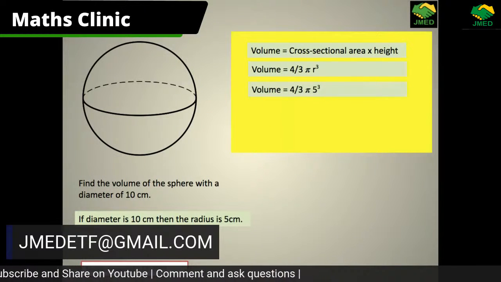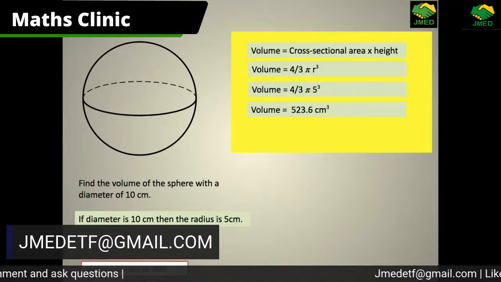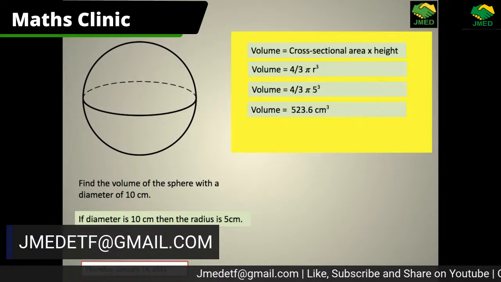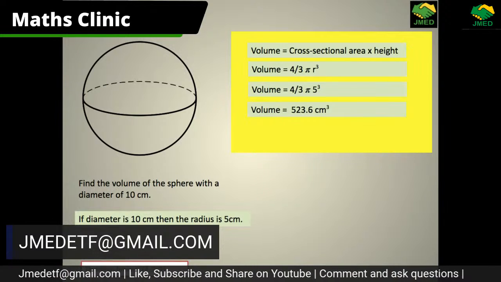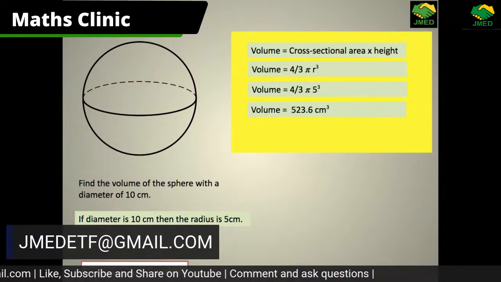So we continue by substituting what we know, and we end up with 523.6 centimeters cubed. And that's how you find the volume of a sphere. It's quite straightforward once we know the radius. Just one input is required.